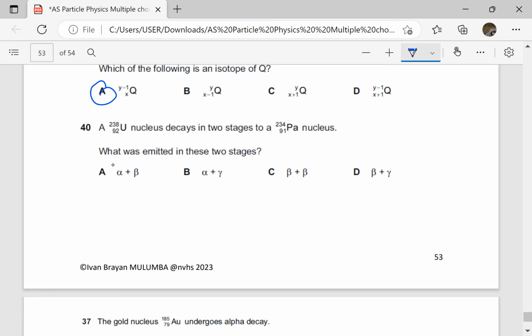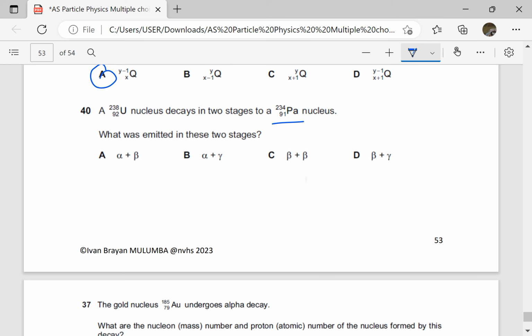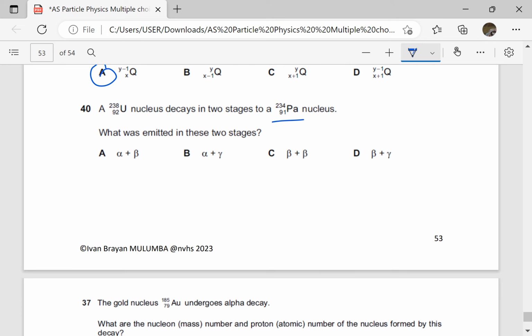A uranium-238-92 nucleus decays in two stages to a Pa nucleus. What was emitted in these two stages? So we see the nucleon number has reduced by 4. The proton number has reduced by 1. So let's see, uranium 238, 92. Let's say it emits Pa 234, 91 plus X alpha particles plus Y beta particles. Let's say it emits X alpha particles, 4, 2, and Y beta particles, 0, negative 1.